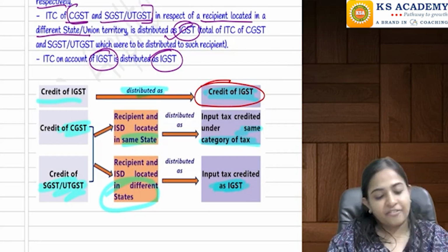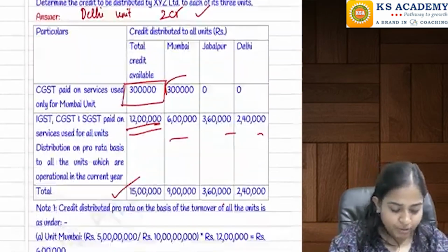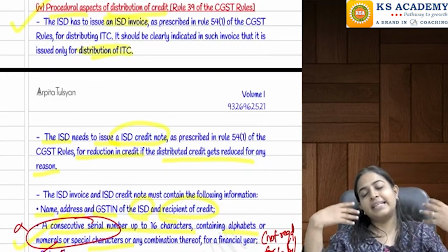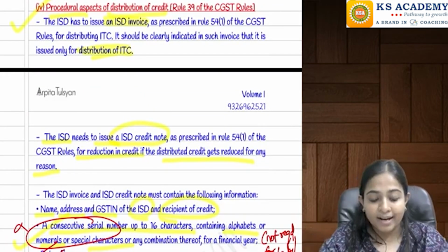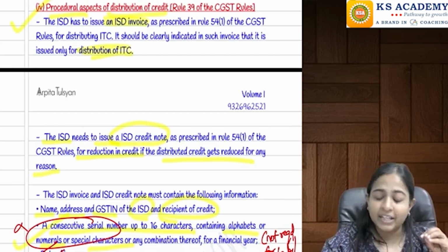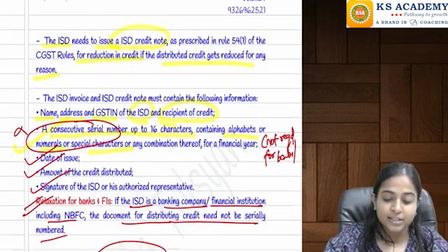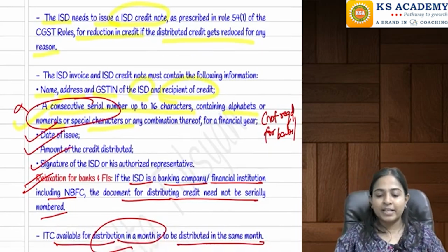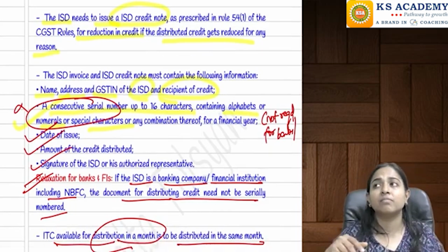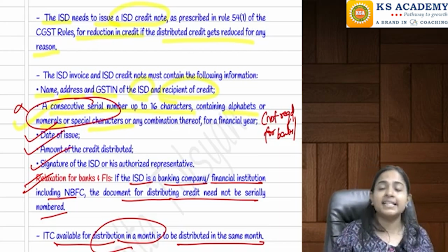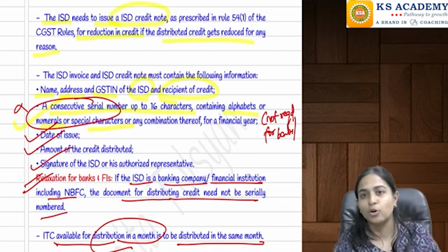Okay, and then after that, some procedures for the purpose of distribution of credit. Whenever the ISD is distributing the credit, the ISD is required to issue an ISD invoice in which all the details will be written, and it will be specifically mentioned that this invoice is used only for the purpose of distribution of credit. Let's say if some extra credit is distributed, then in that case the ISD can issue an ISD credit note.